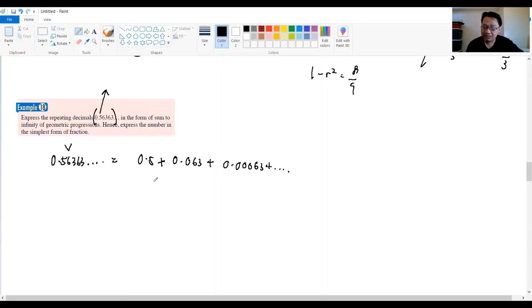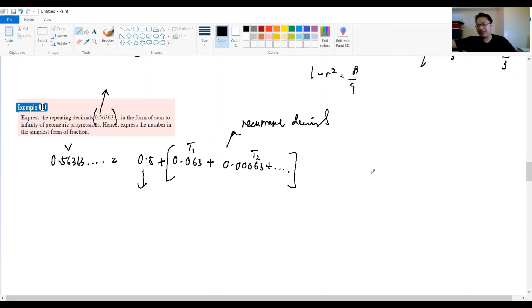All right, guys, this is a standard number, so we just leave it first. This is what we call a recurrent decimal, or recurrent numbers. The second purpose why we learn sum to infinity is that we want to simplify this recurrent decimal to become the simplest fraction. Let me show you. Now this is the first term, second term, third term, etc.